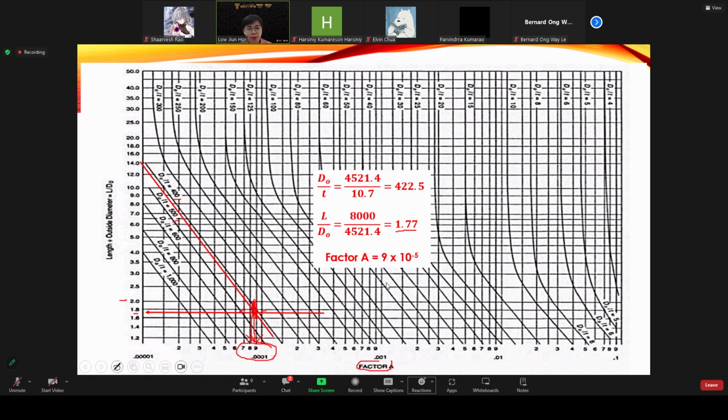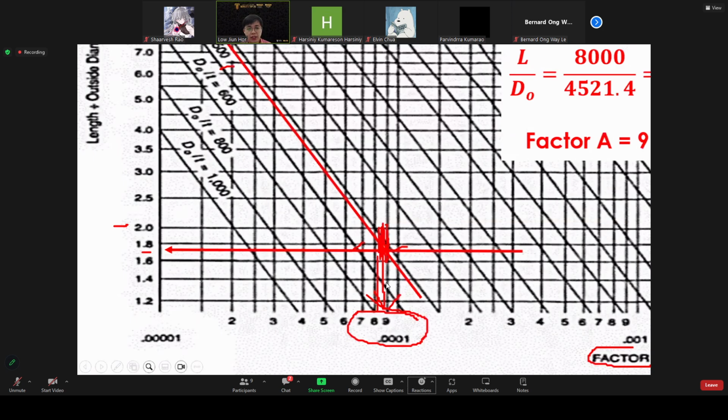And the factor A, you need to be careful. This one is 0.0001. Here is 0.00001. Here is almost, let's say, a 9. Meaning that here is actually 0.00009. So this is the value of our factor A.